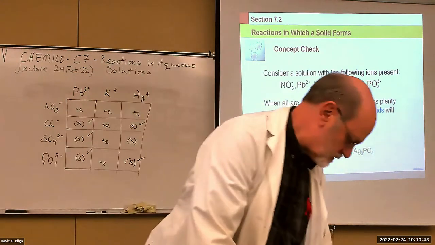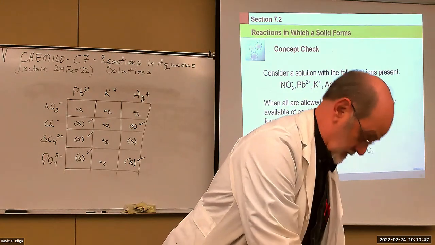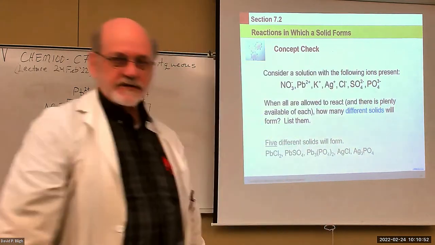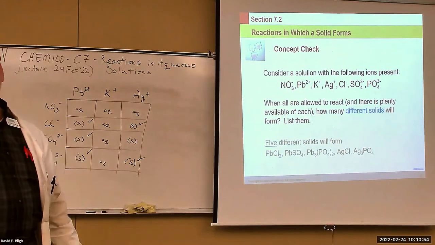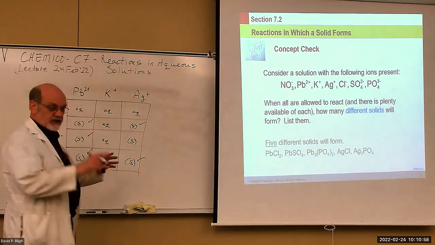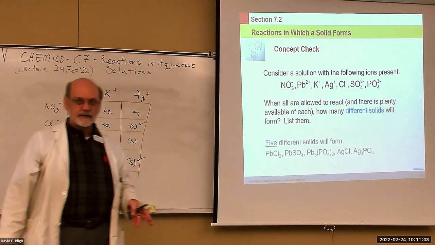Let me be sure. Match up silver. Where is it? There it is, silver. Okay, our chart says silver sulfate is insoluble. My guess is it's slightly soluble. But based on that chart, you have actually 6 different solids that can form.